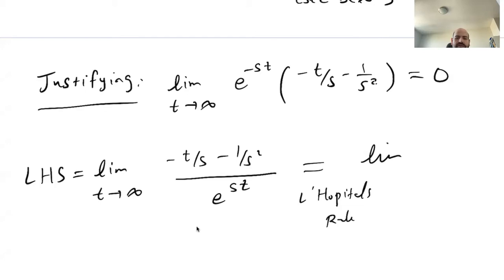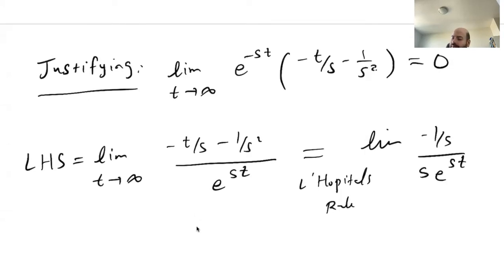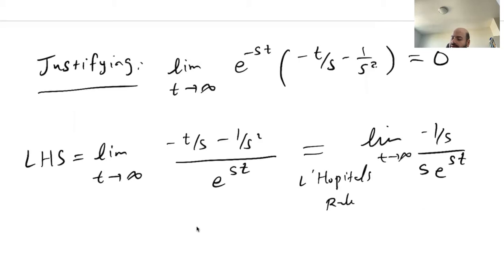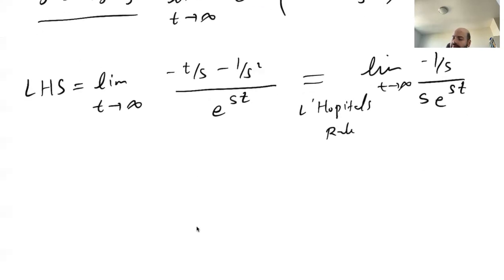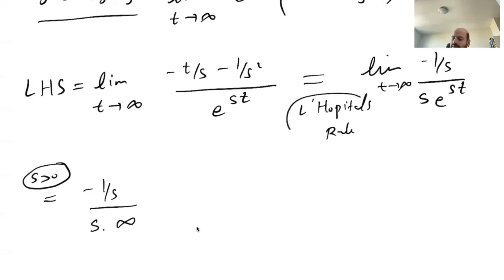What is the derivative of top with respect to t? It's minus 1 over s, divided by the derivative of bottom with respect to t, which is s e to the power st, as t goes to infinity. And then this will be minus 1 over s divided by s times infinity, because remember, I'm assuming s is positive.